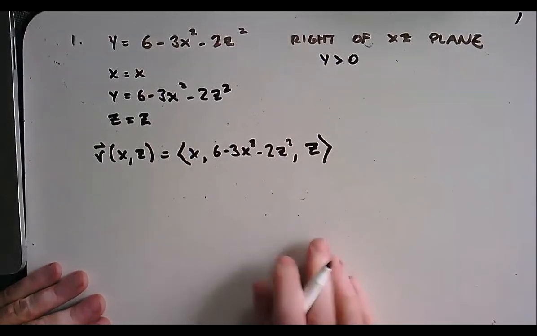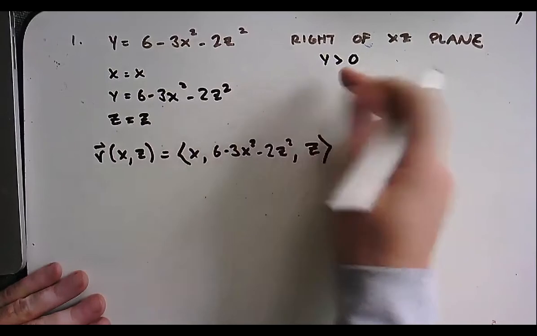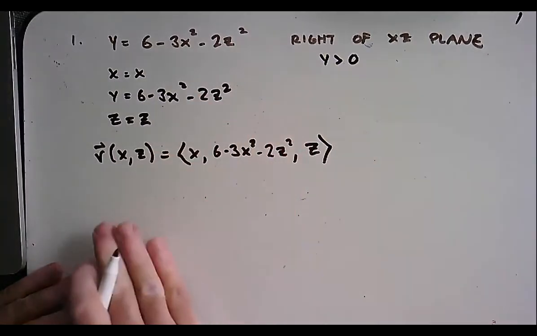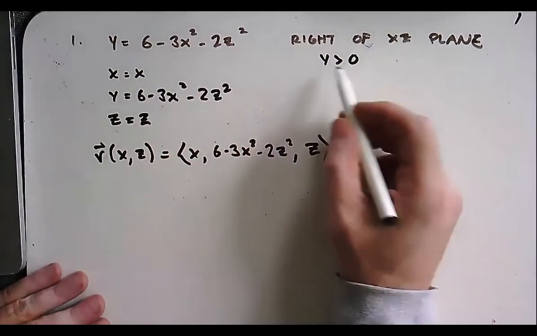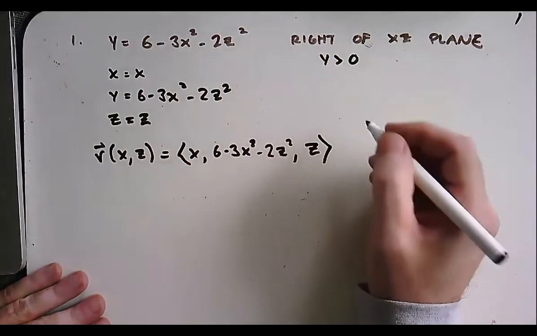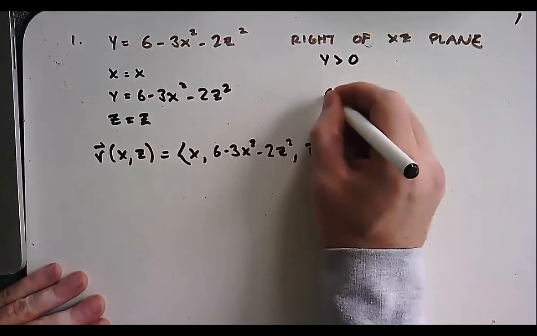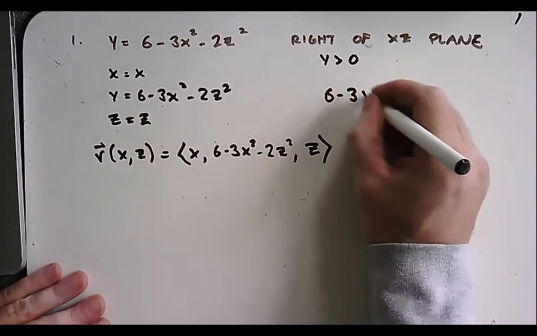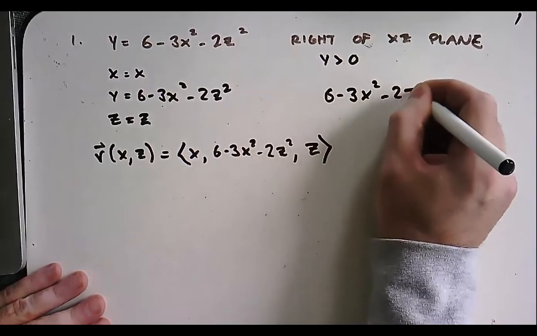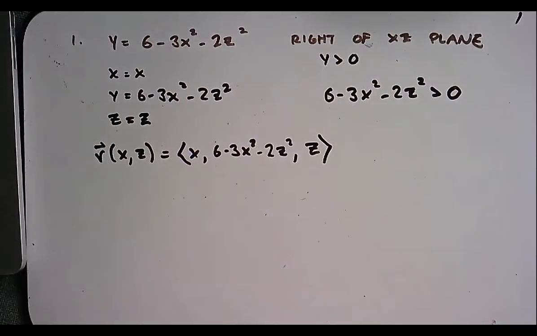Right, so that vector. And one more thing for us to do, we do have a restriction on the domain for y, and so we'll have to translate that into the variables x and z. Happily, it's a pretty straightforward inequality here. So y being greater than 0, we'll just change that to 6 minus 3x squared minus 2z squared is greater than 0. And we're done with the problem.